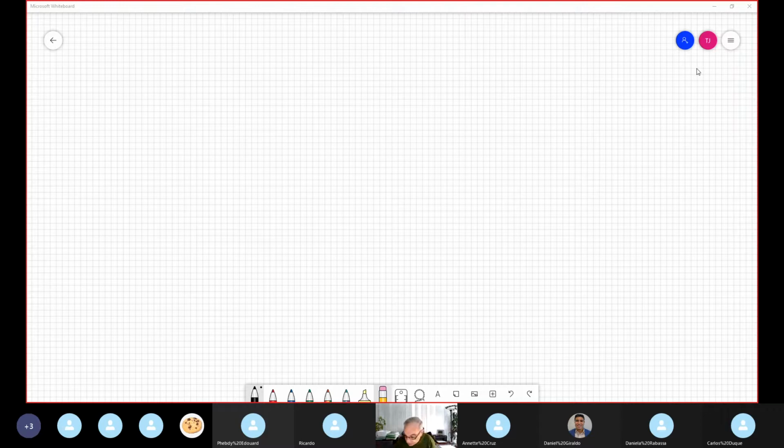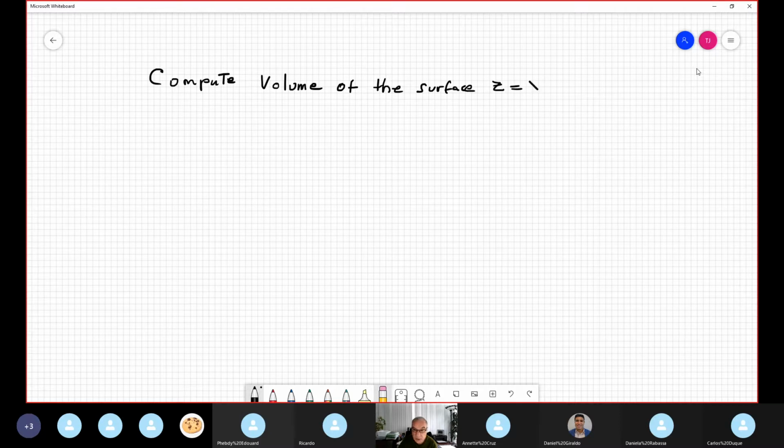Okay, so now let's do one super elementary example. Today is an important day to understand the basic idea of the double integral. Suppose I want to compute the volume. Remember, the interpretation of the double integral is the volume, no? Of the surface z equals x squared y.